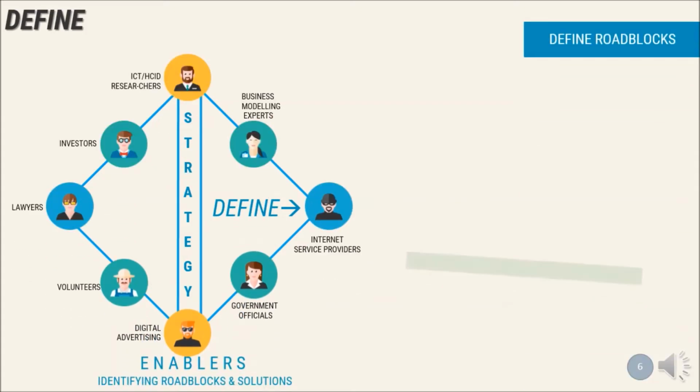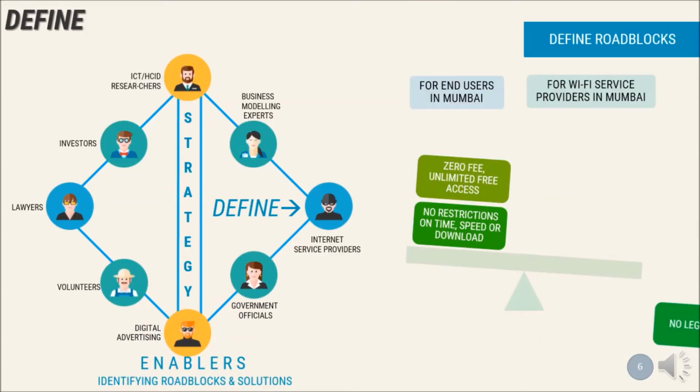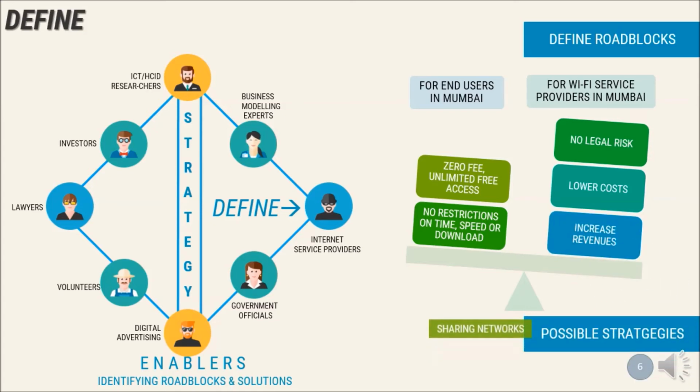After the discovery phase, we move to the define phase. Based on our exploratory work, we first define the common roadblocks for internet users and internet service providers. Users want free access without restrictions on time, speed, or data. For internet service providers to give them what they want, they need to increase revenue, reduce cost and legal risk, and enable more self-sufficient Wi-Fi zones without such restrictions. Later, we defined the possible strategies to overcome these roadblocks. The idea was to increase revenues by optimizing digital advertising and lowering cost by sharing wireless networks.